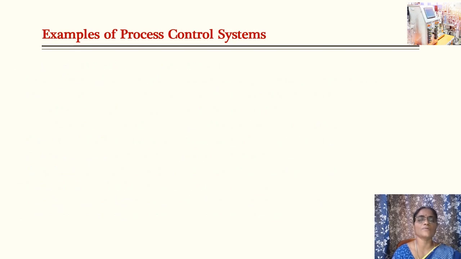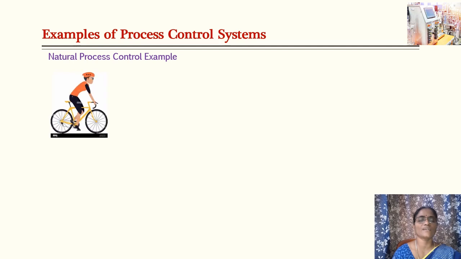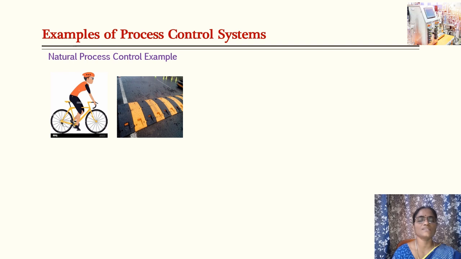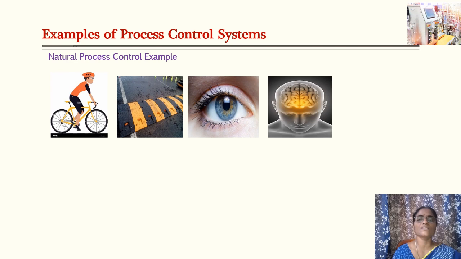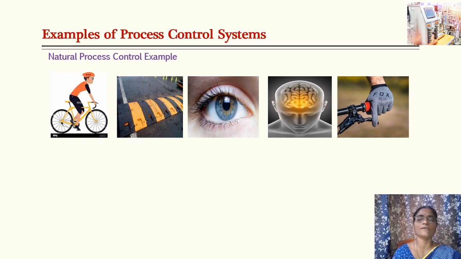Some examples of process control systems: I think we can take a natural process control system as an example so that we can understand easily. Assume we are riding a bike or cycle on the road. In the opposite direction, we see a speed breaker. Suddenly our eye will measure it and say, oh, there is a speed breaker. That information will be given to our human brain, and our brain will give a signal to our hand to apply a brake.